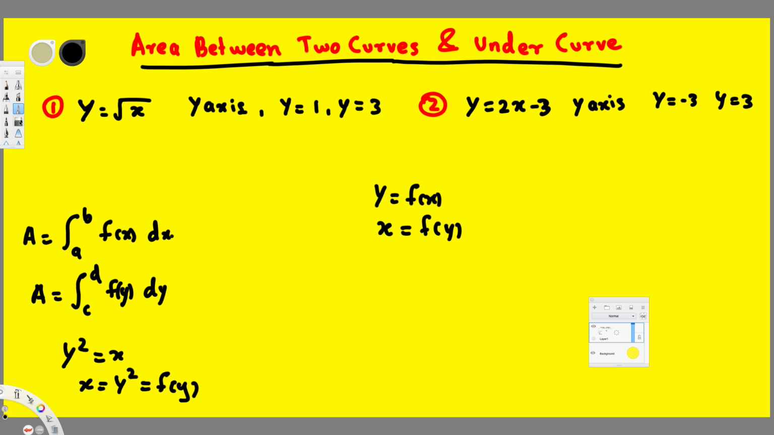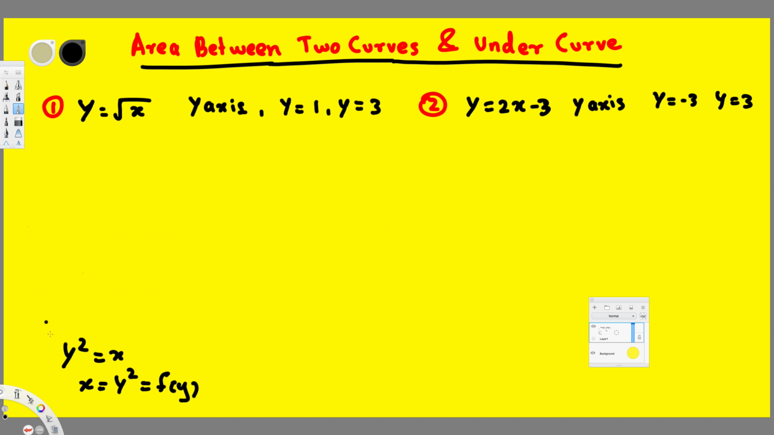But before I find the area, it's better to always draw the graph. So let's draw the graphs first and see what we get. This is the square root of x graph, and it is going to look like this. The region we are interested in is this region, 1 to 3. If you draw this line, this is the region we are trying to find the area of. Now all we have to do is simply integrate this function and use these as our limits of integration.